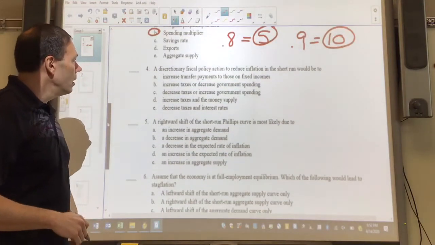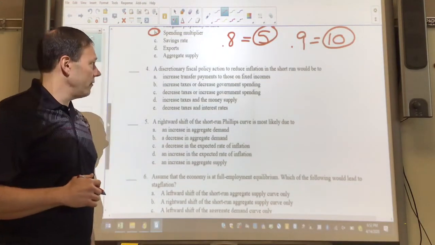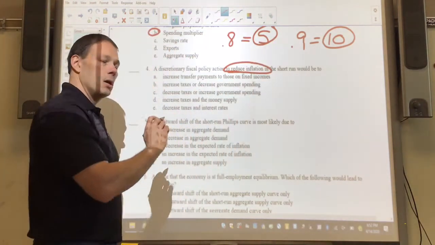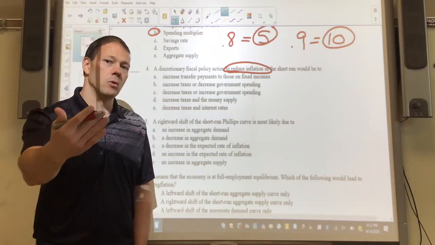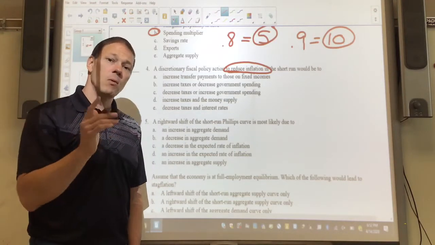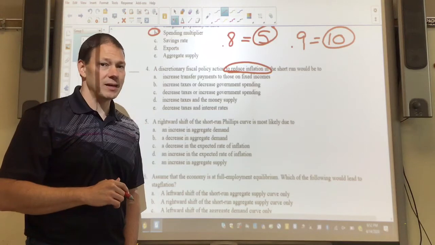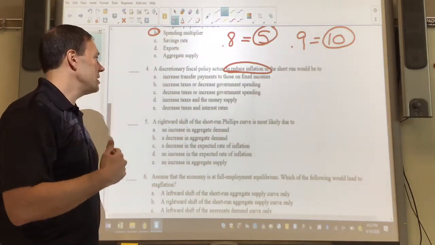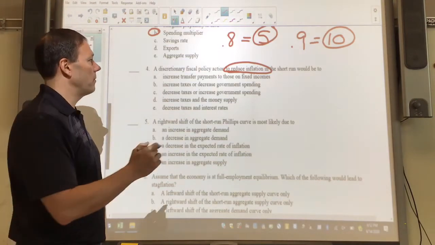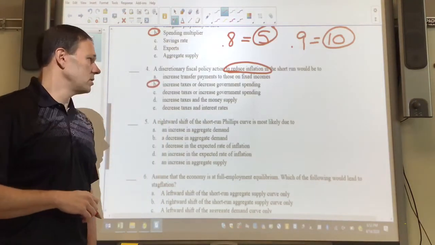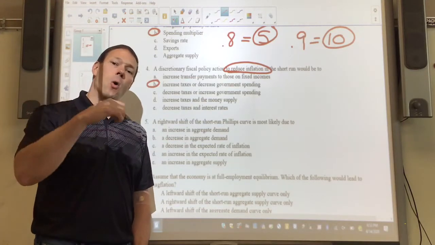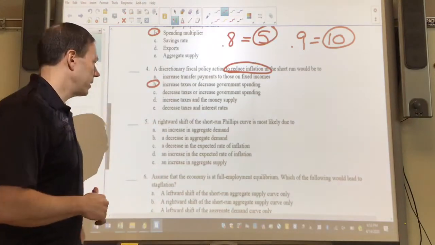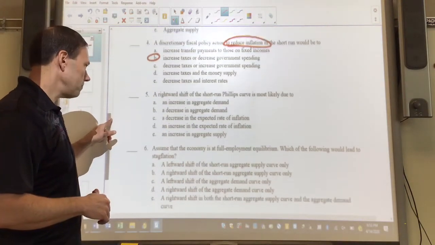Number four, discretionary fiscal policy action intended to reduce inflation. So inflation is the concern. We're trying to get inflation to come down. Well, first of all, we know fiscal policy is going to affect aggregate demand. If you want inflation to come down, you want aggregate demand to decrease. Okay, so what would cause aggregate demand to decrease? And the answer is letter B. If you increase taxes or if the government spends less, aggregate demand comes down, as does price level. That helps get inflation under control.